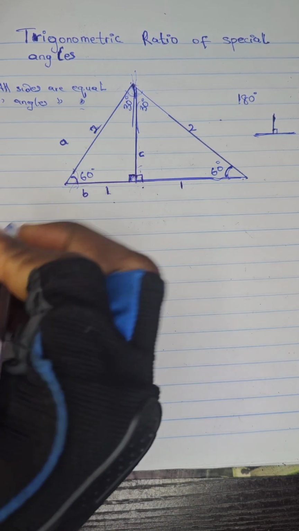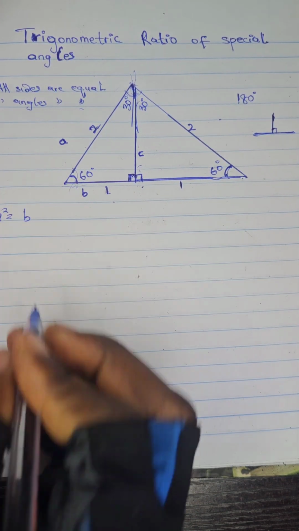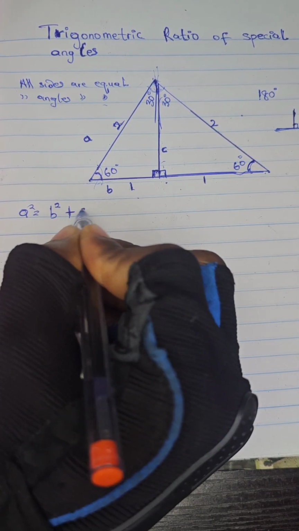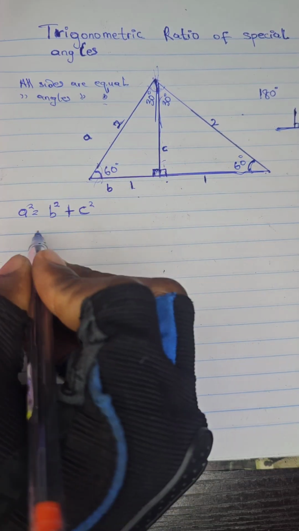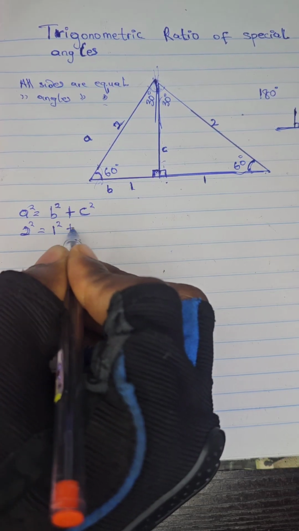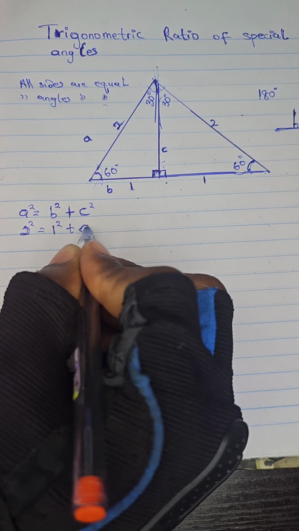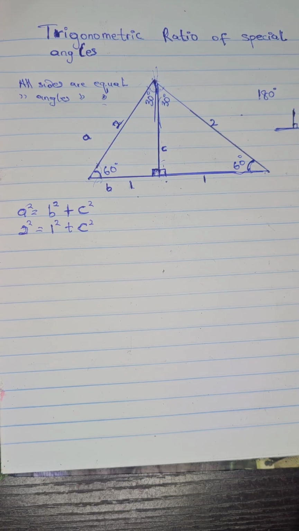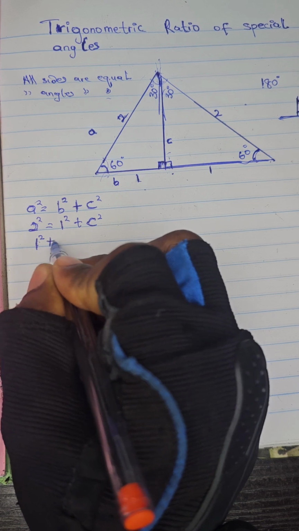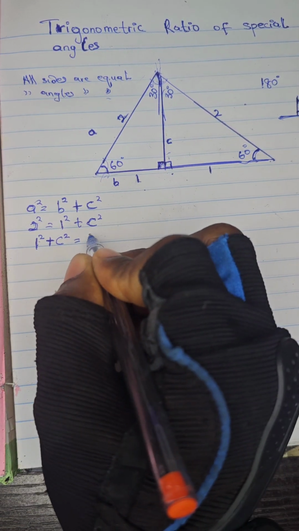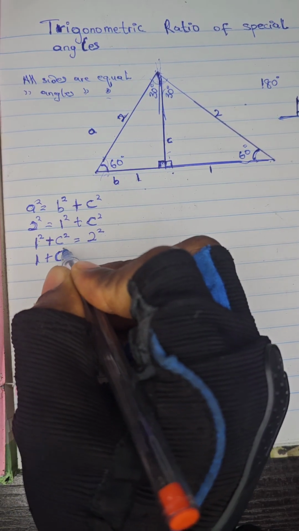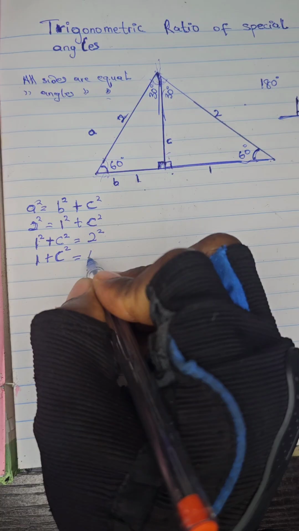So a square will be equal to b square plus c square. What is a square? A square is 2 square. What is b square? B square is 1 plus c square. C square is what we are looking for, so I will still leave it as c square. So if I rewrite this, I will have 1 square plus c square is equal to 2 square. So 1 square is 1, c square is c square, while 2 square is 4.